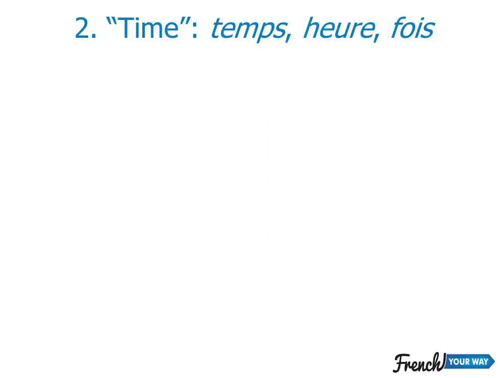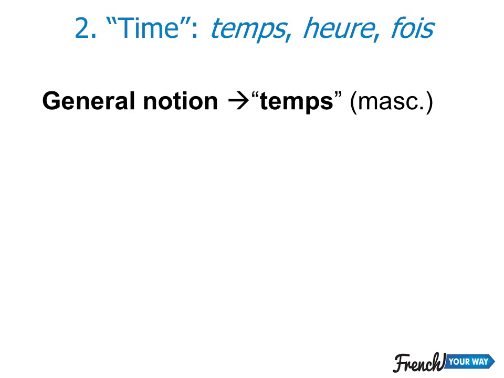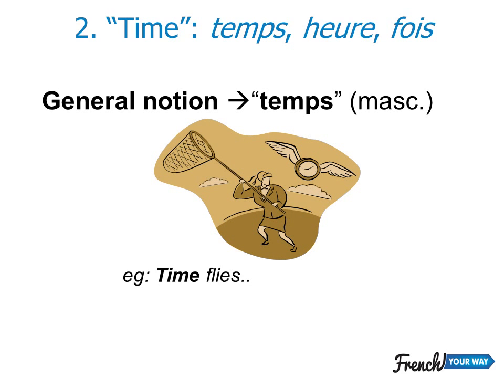Time can be translated in different ways in French. 3 main translations are temps, heure, or fois. If you're talking about the general notion, the abstract notion of time, then you use temps. For example, time flies. Le temps passe vite.